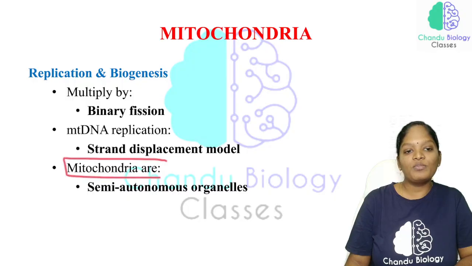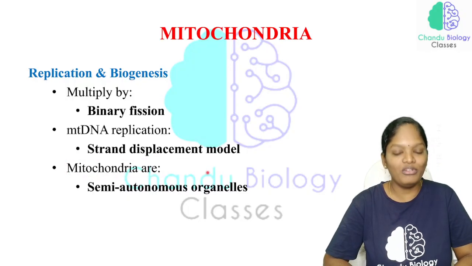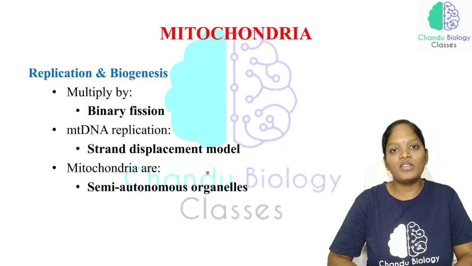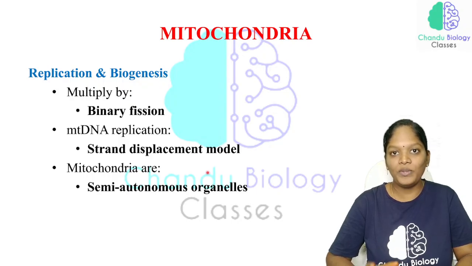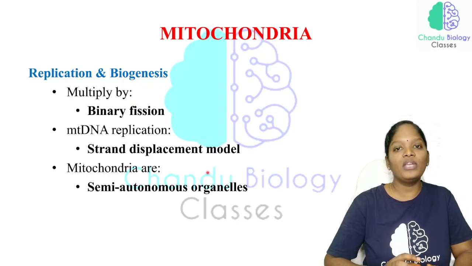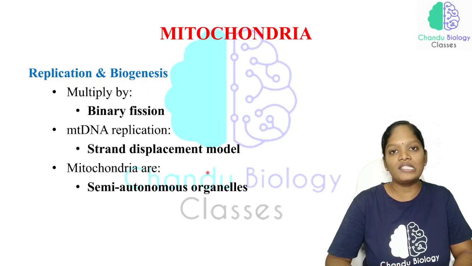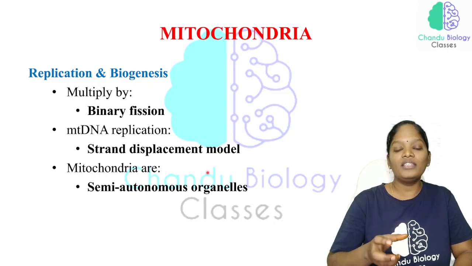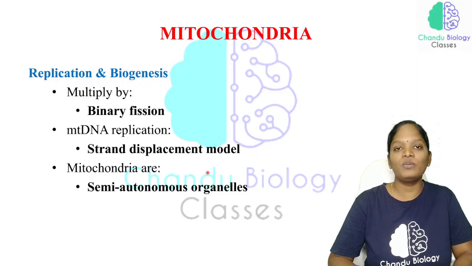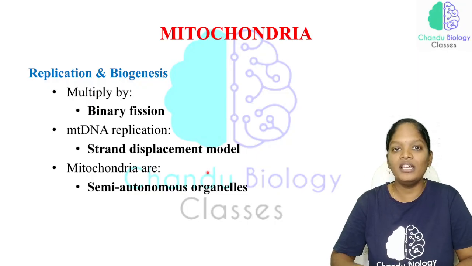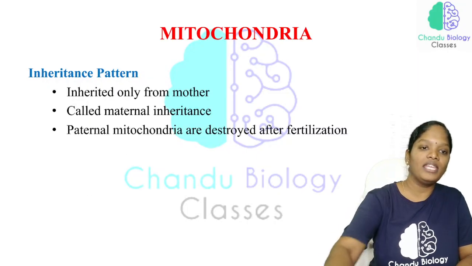And see here, this mitochondria is a semi-autonomous organelle, as I have mentioned before. Why? Because they are having a DNA, and this small amount of DNA has the capacity to synthesize a protein. Okay, even though they are having a DNA and have the capacity to synthesize a protein, they can't live without the help of the nuclear DNA. So that is why we are saying this particular organelle is a semi-autonomous organelle.